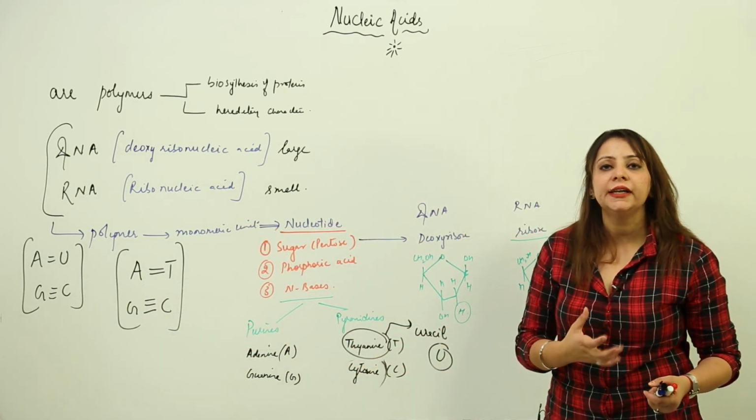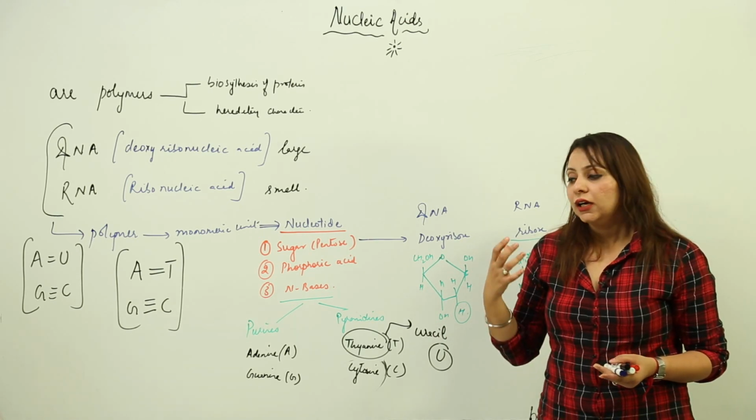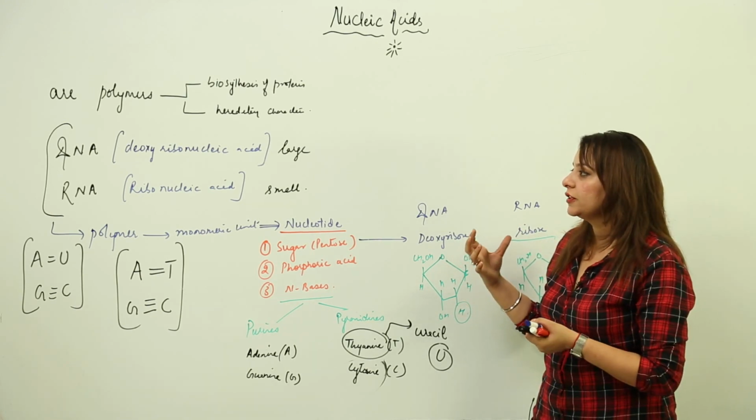Now we will start with the DNA model, the famous model for which Watson and Crick were awarded the Nobel Prize. So we are going to just start with that model.